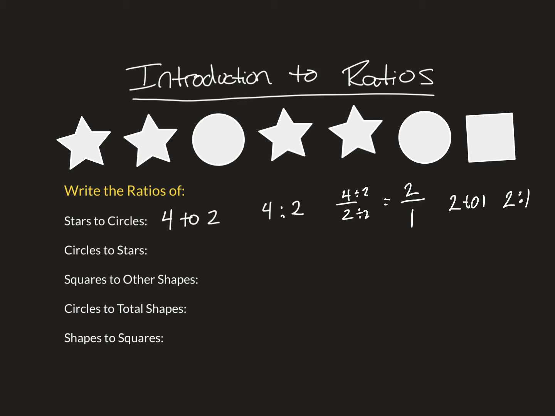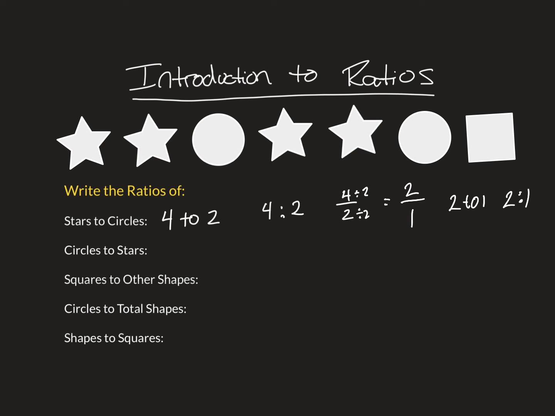And we can see that right here. If I actually go like this, we have 2 stars to 1 circle, 2 stars to 1 circle. That's my ratio. Now, it didn't ask anything about this square over here. We don't even need to worry about it because it just asked for the ratio of stars to circles.